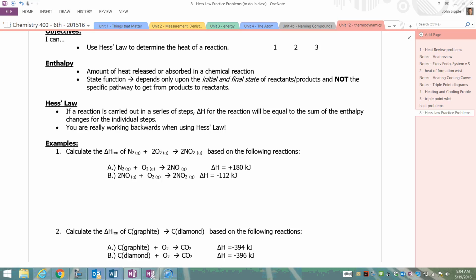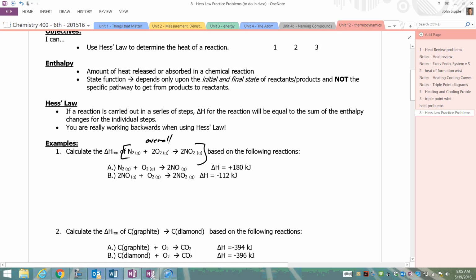So every example is going to have an overall reaction right here. So they want us to calculate the delta H of the reaction right here. For this reaction here is what we're trying to get to, right? That's our overall reaction that we want, okay? And these are the two reactions that we can use to add up to get to that overall reaction, okay? So we're going to add them together, and hopefully when we add them together, we get to this. Now, this first one is really nice and easy, okay?